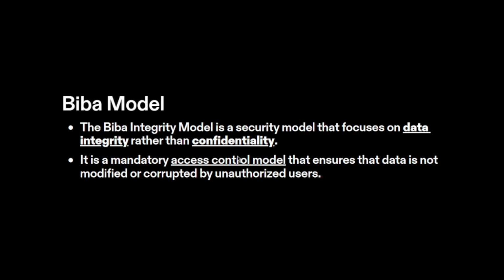Biba model. The Biba integrity model is a security model that focuses on data integrity rather than confidentiality. That is why it is known as the Biba integrity model, because it focuses on integrity. We've learned what integrity is. It is the accuracy, completeness, and reliability of the data, right? So this model focuses on the integrity of data rather than the confidentiality of data. Confidentiality, I'm going to repeat that again, is the data held in confidence. So it will focus more on integrity. That is why it is the Biba integrity model. It is a mandatory access control model that ensures that data is not modified or corrupted by unauthorized users, right?